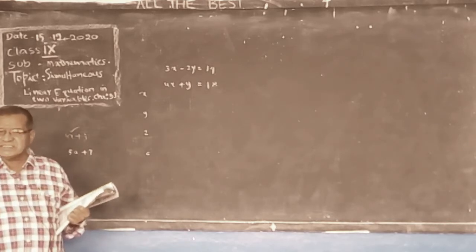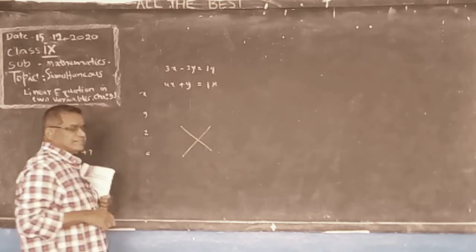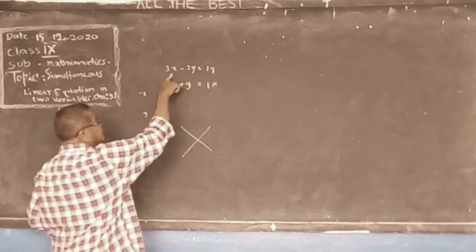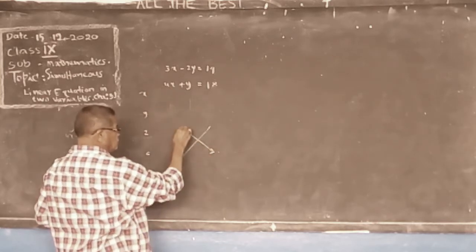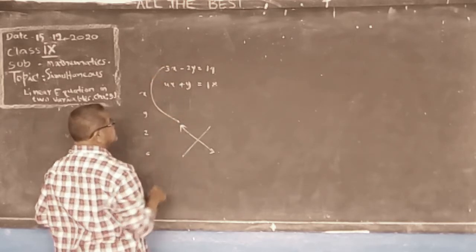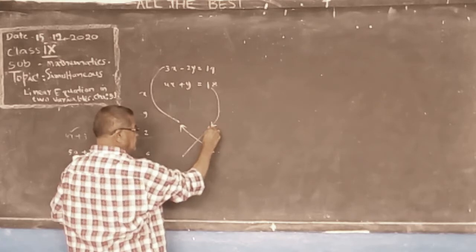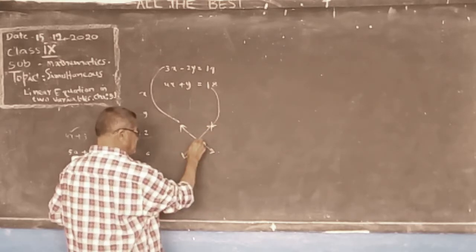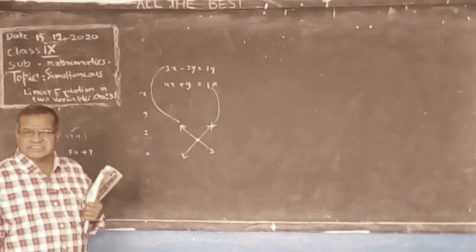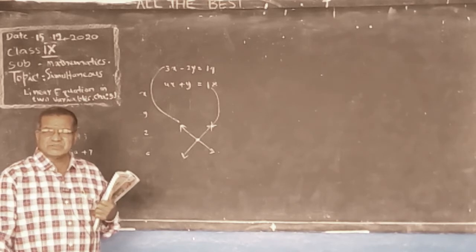We get two lines. They are intersecting lines, intersecting on the graph. If we draw graphs, we get one line for the first equation, and for the second equation we get another. So both are intersecting. This point of intersection is the solution, the value of x and the value of y. That is the solution set.